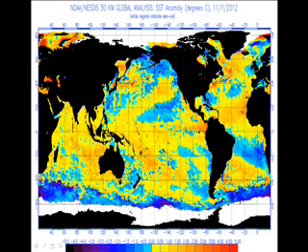Here's the current sea surface temperature anomalies for the globe. What's going to stick out like a sore thumb is a negative PDO. See this horseshoe-shaped region here of below normal SSTs: the Gulf of Alaska, the Bering Sea, and just off the west coast of the United States. Now, this is a classic minus PDO signature, the Pacific Decadal Oscillation.